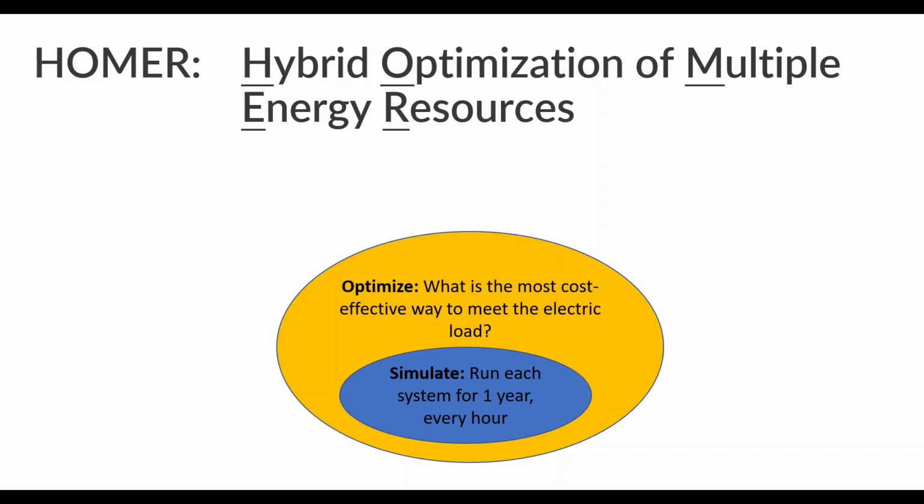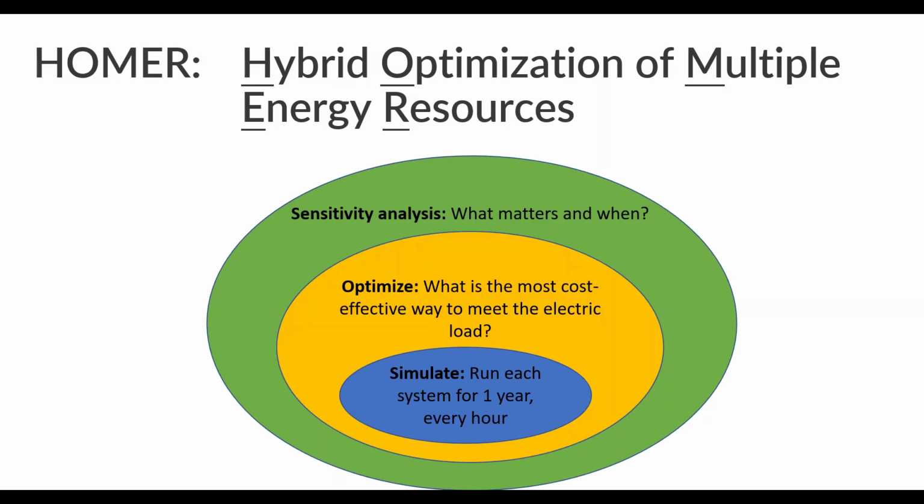So simulation tells you how one system operates, and then the optimization step simulates hundreds of different systems to find the least cost system. Finally, HOMER has an option to do sensitivity analysis, which allows you to look at the impact changes in variables that you don't have control over, such as fuel price or wind speed, changes in equipment price, all sorts of things, have on your design and system costs. So asking this question, what matters and when, and letting you see the impact of those variables.